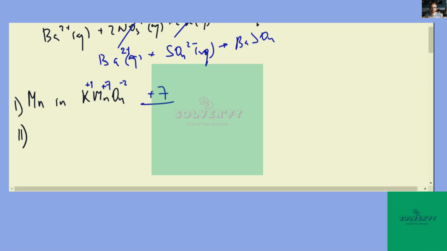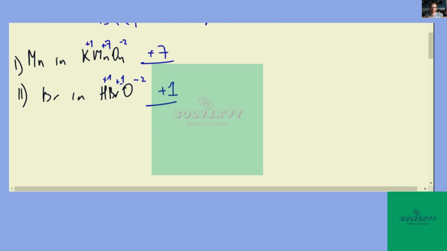Then for bromine in HBrO, the oxidation number of oxygen is -2, the oxidation number of hydrogen is +1, therefore the oxidation number of bromine is also +1. And lastly, oxygen in potassium peroxide. Here the oxidation number of potassium is +1, therefore the oxidation number of oxygen is -1.